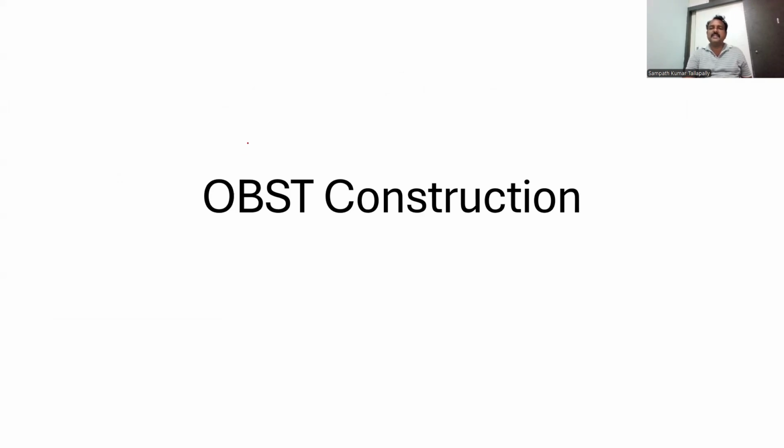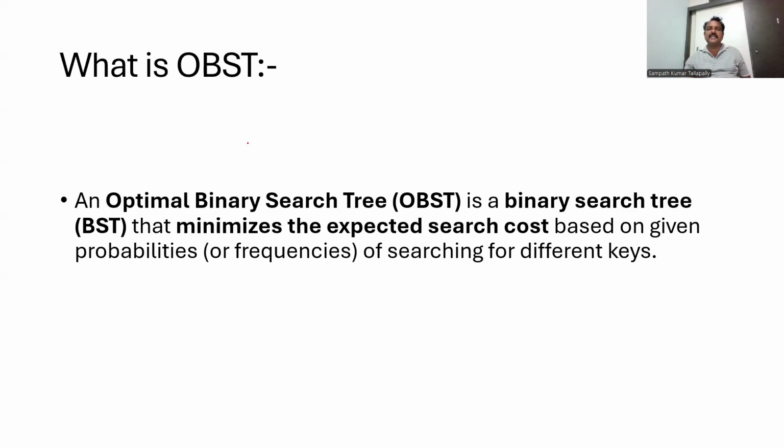Before we go with an example, we need to understand what exactly an optimal binary search tree is. An optimal binary search tree is a binary search tree that minimizes the expected search cost based on given probabilities or frequencies of searching for different keys. Means what we plan to do is that we are going to create a binary search tree.